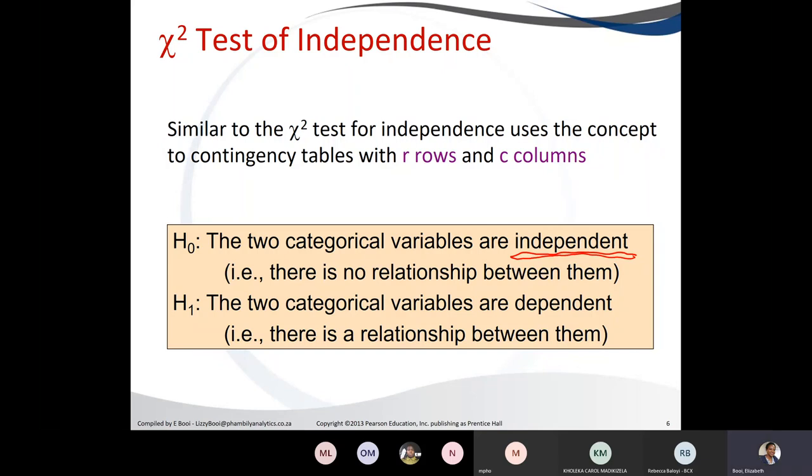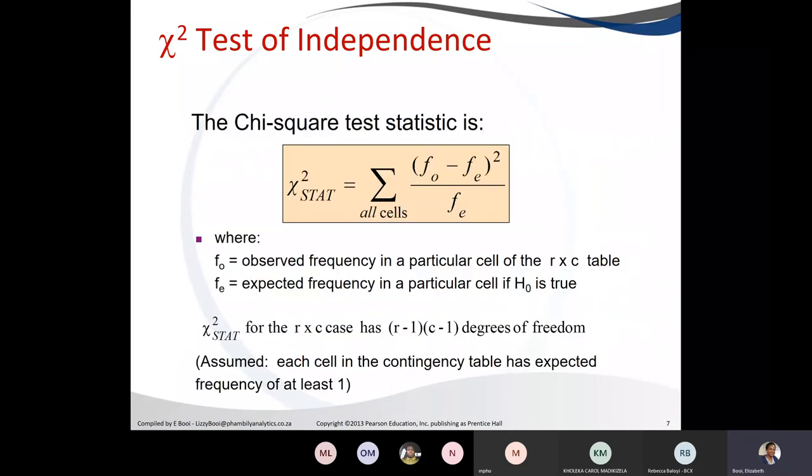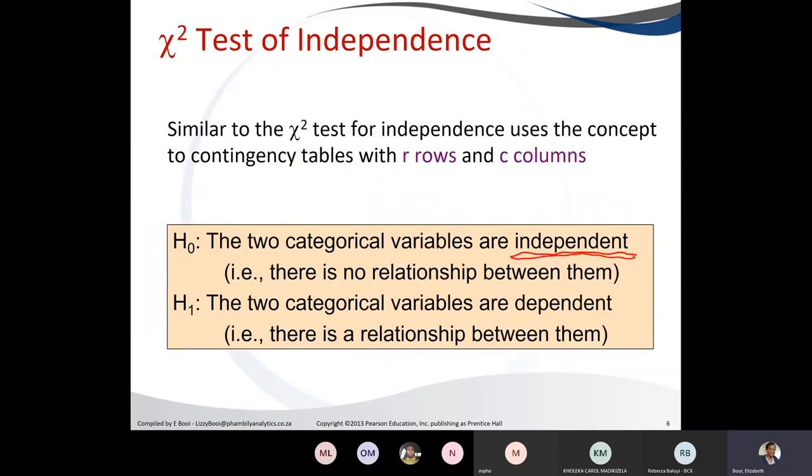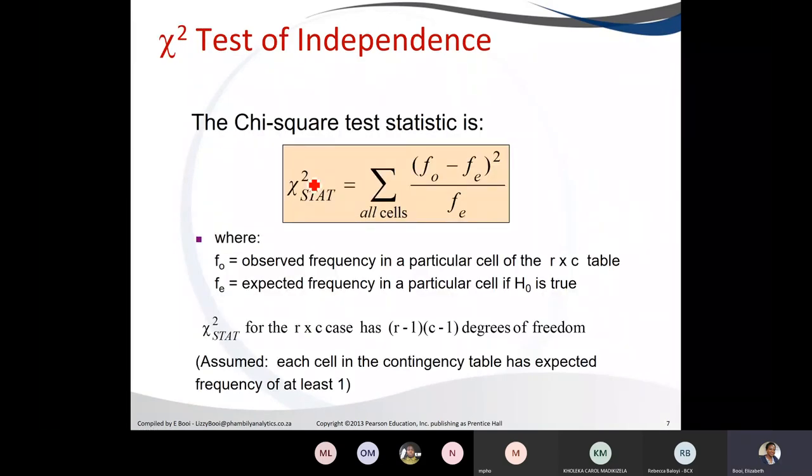Then with the test, we also need to calculate the test statistic at some point. Our chi-square test statistic is given by the sum of your observed frequencies minus your expected frequencies, squared, divided by your expected frequencies. What do I mean by observed frequencies? Those are your observed frequencies: the 12, the 108, the 24, and 156 are what we call the observed frequencies. Then we need to calculate the expected frequencies, and that's what we're going to learn how to calculate just now. So for all those observed frequencies, we're going to subtract the expected frequencies, which we will calculate using the totals of the observed frequencies.